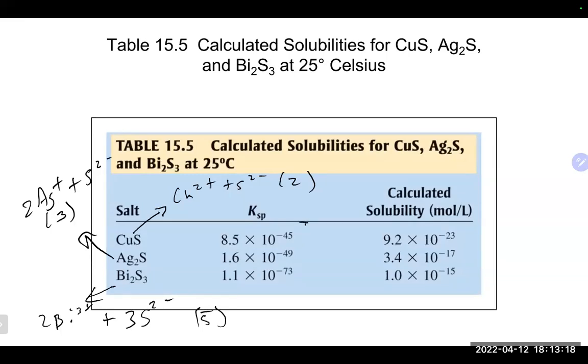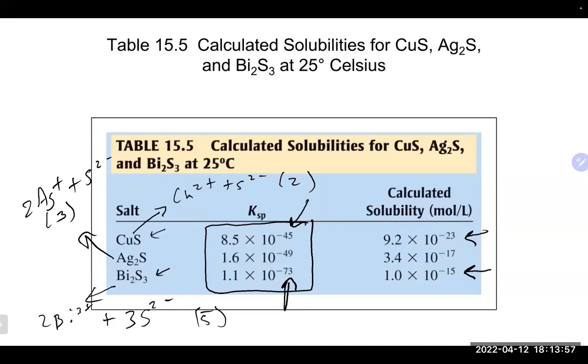Now, you might be tempted to do the same thing and look up the values for each of those in a table and say, based on the Ksp values, this one has a larger Ksp and this one has the smaller Ksp. We would expect this one to be more soluble and this one to be the least soluble. But when you actually go through and do a calculation like we were doing with an ice table, you see the molar solubility of this one is a lot less than the molar solubility of this one. 10 to the minus 15 is a larger number than 10 to the minus 23.